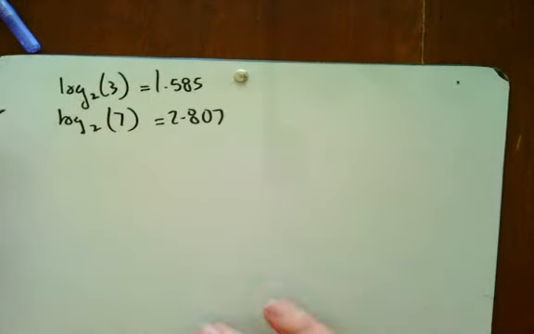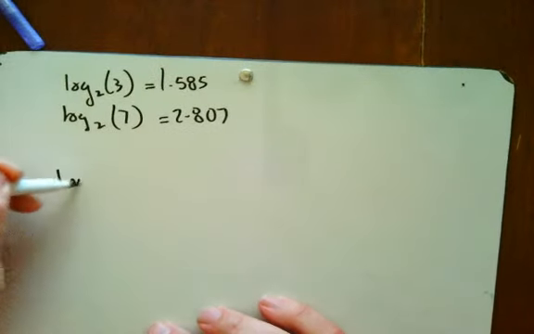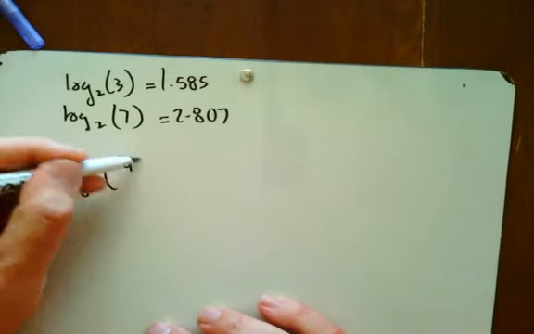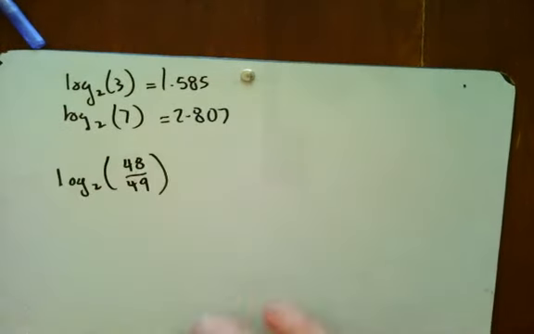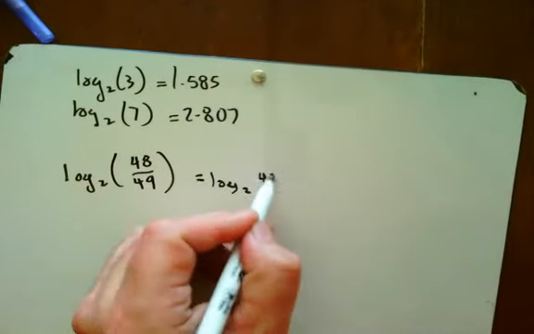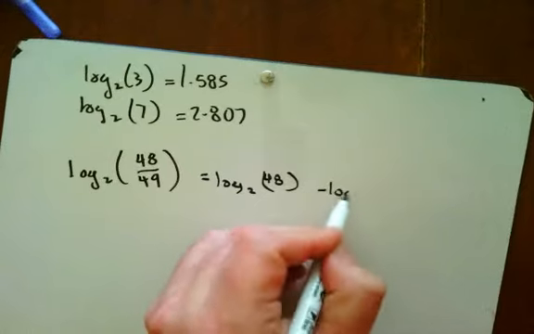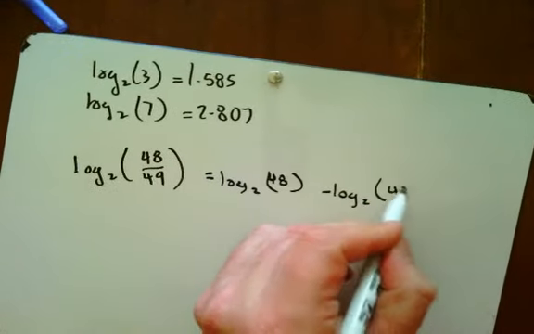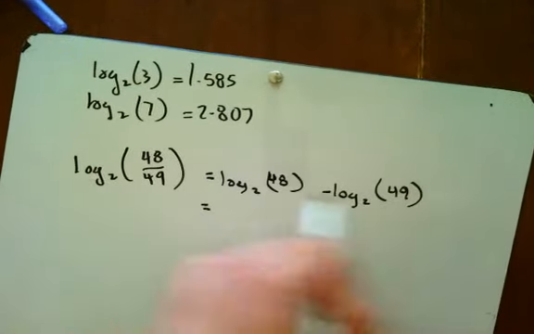And I think we might have 2 or 3 more minutes, so I'm going to do one last type of problem with you. And that looks like this, where they give me some information in the beginning, and they say, for example, log base 2 of 3 equals 1.585, and log base 2 of 7 equals 2.807. Okay? And then they say, hey, evaluate this. Log base 2 of 48 over 49.